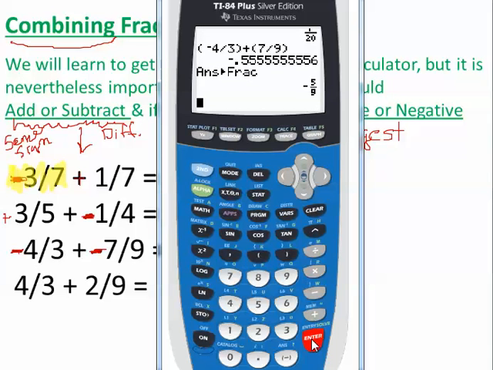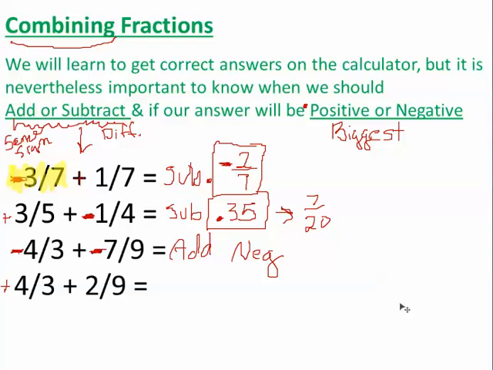Last one, positive 4/3. There's no sign in front of it. It must be positive. 2/9, again, just a positive in front of it, so it's positive. This is a simple addition problem where we add the two fractions. They're both positive, and our answer will be positive. Let's look at a couple more.